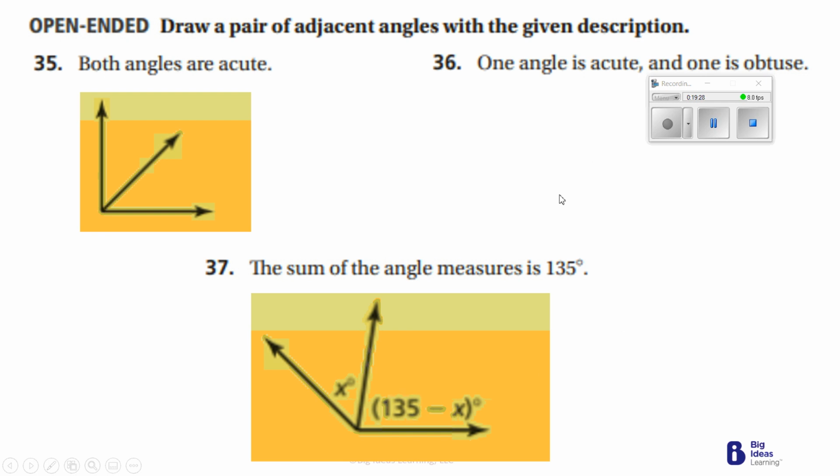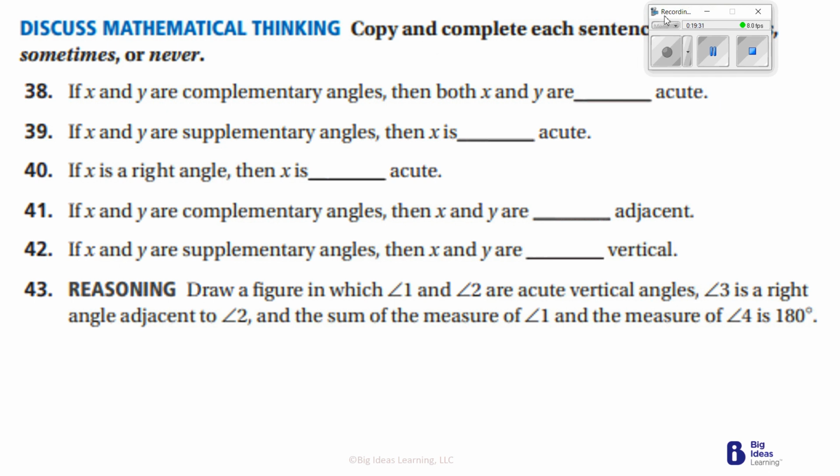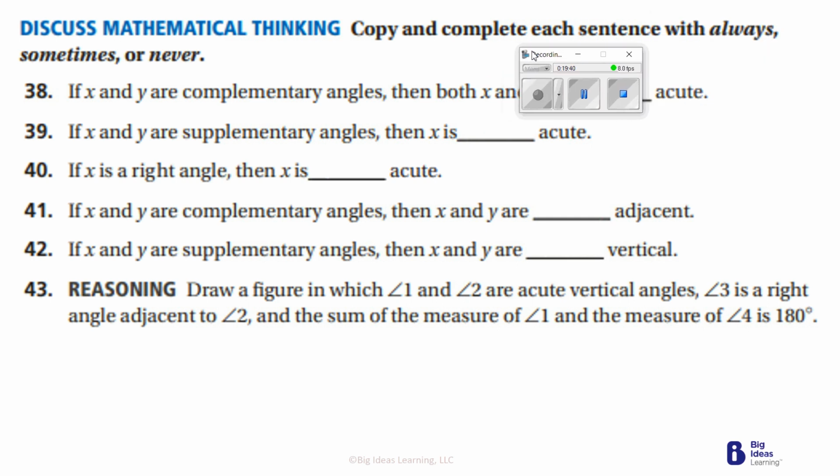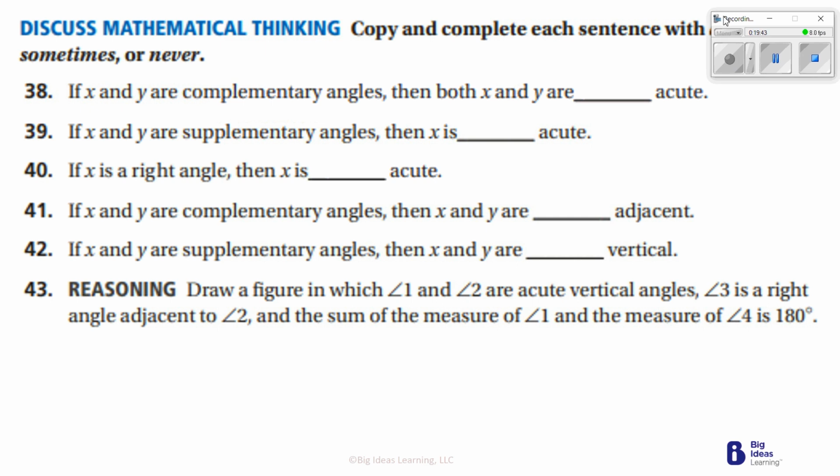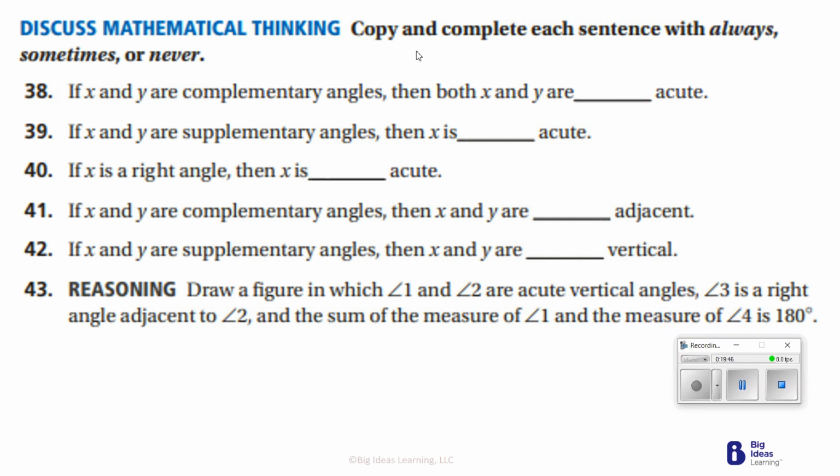All right, number 39 is next for me. If x and y are supplementary angles, then x is acute. They said to complete each sentence with always, sometimes, or never. Okay? If x and y are supplementary angles, then x is acute. I'm going to go with sometimes, because sometimes x might be the obtuse side of it, right? Or they could both be 90-degree angles. So I would say sometimes.